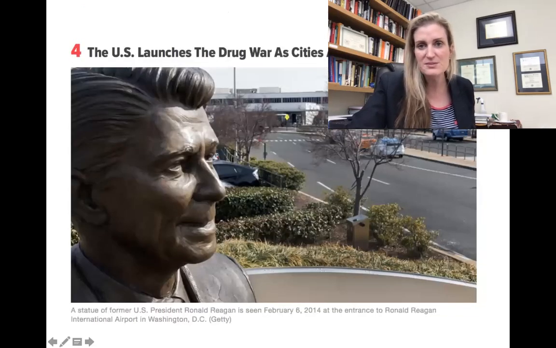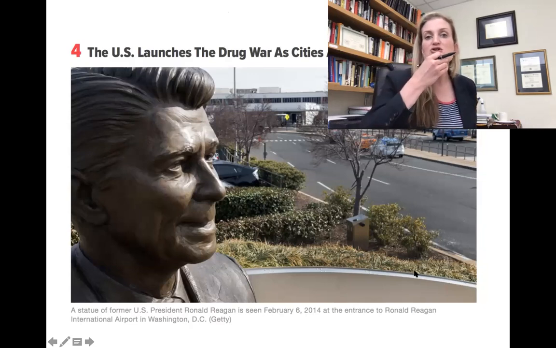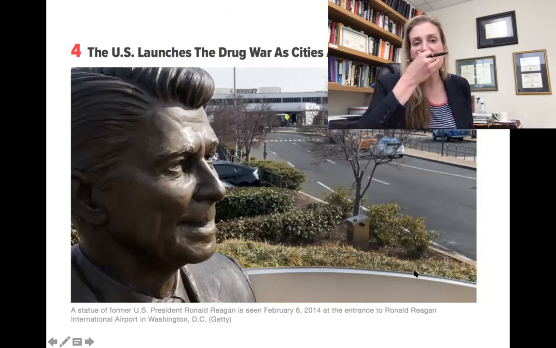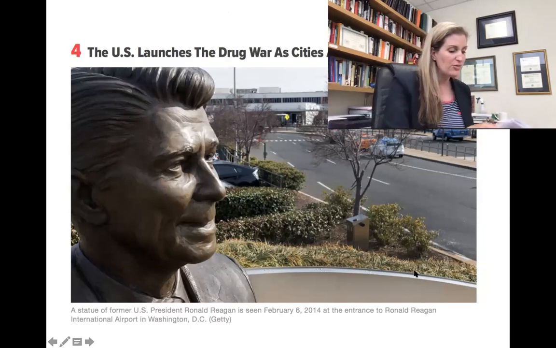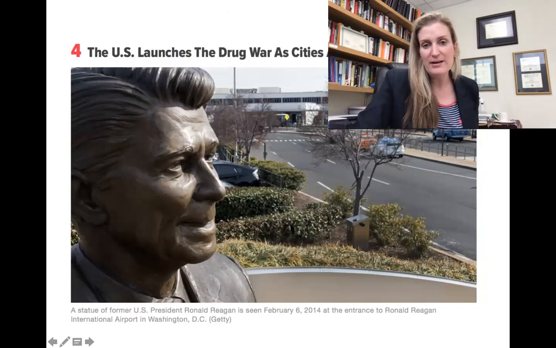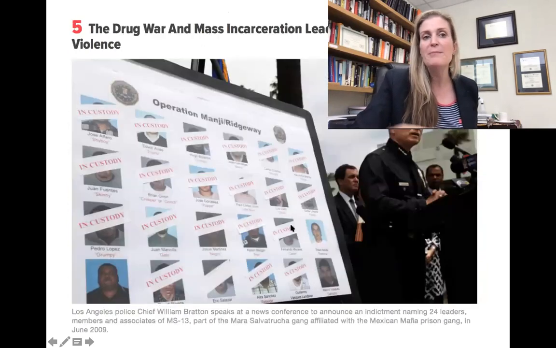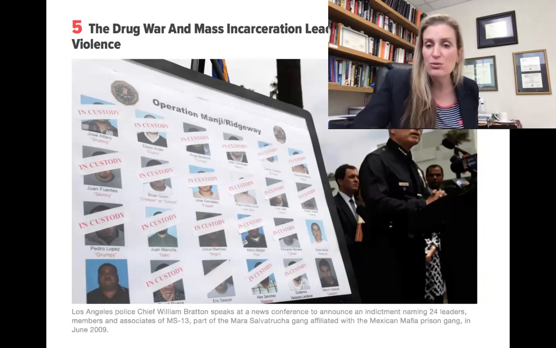And then, as I think it was Mitchell who was chiming in, the US launches the drug wars as cities are hollowed out. And remember, the drug wars were fought both in the United States and in Latin America. So the drug war and mass incarceration lead to a rise of gang violence across the United States, but this also impacts Central American youth in particular.